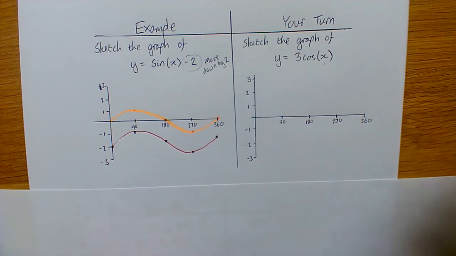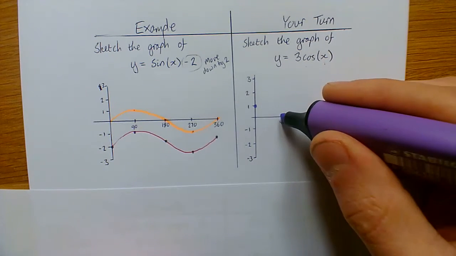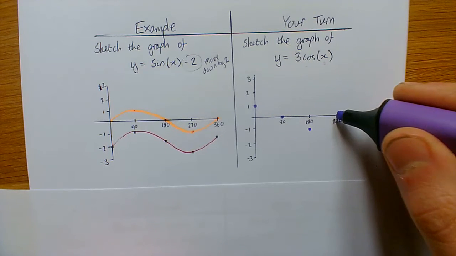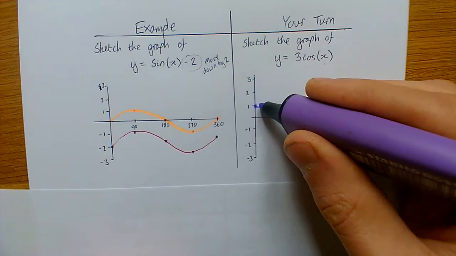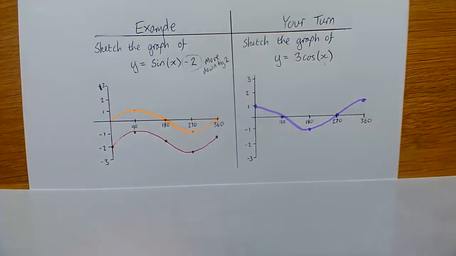Great, okay, hopefully you've had a go with that. So I'm going to start by sketching my cos graph. It starts at 1, comes down to 0, goes to -1, comes back up to 0 at 270, and back up to 1. So a standard cos graph looks something like that.